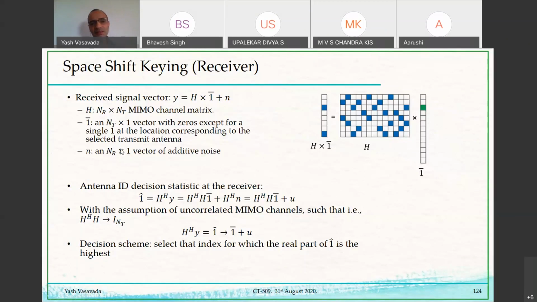If you're talking about handheld devices, then forget about making NR to be 16. It will be very difficult to have 16 antennas on your phone. So yes, we can make, for example, NT to be 16. Maybe we can put 16 antennas on the top of a tower, but let's not ask for so many antennas at the user device. And so when NR is small, NT is large, this H matrix becomes like a flat matrix. And so what we have here is actually an underdetermined system of equations.